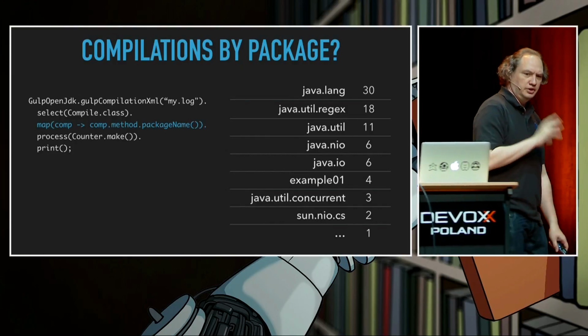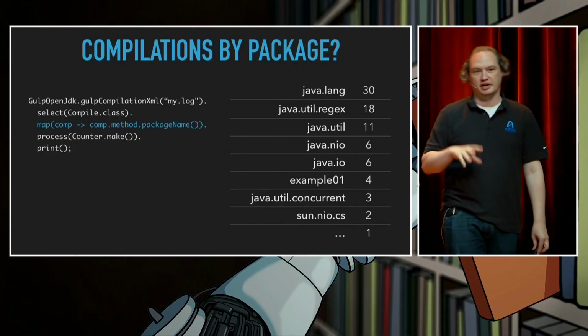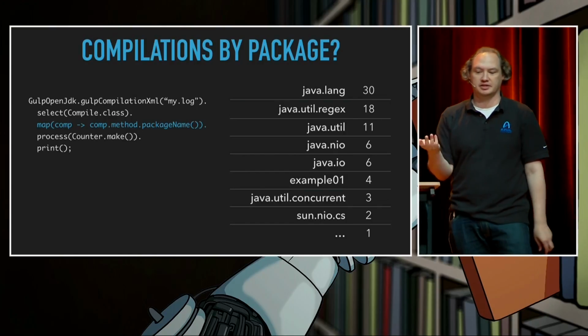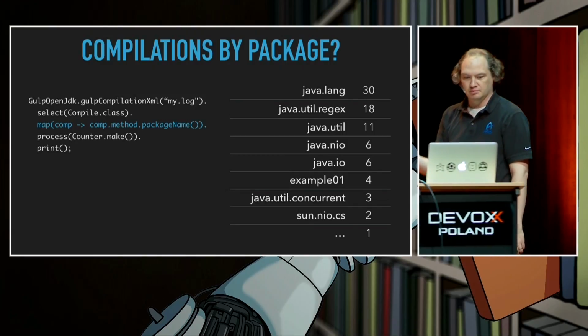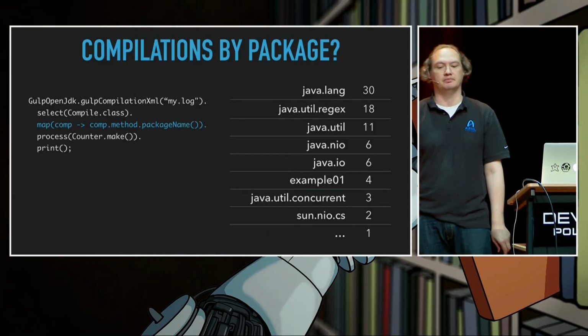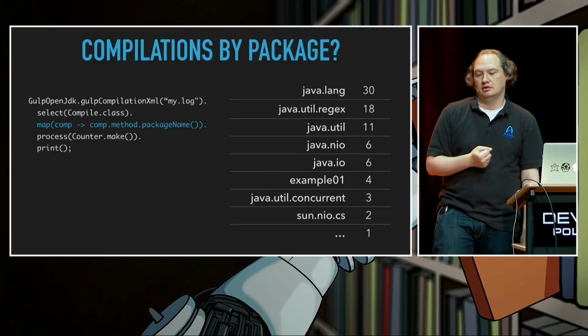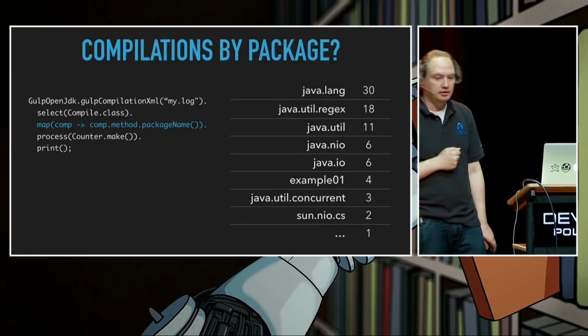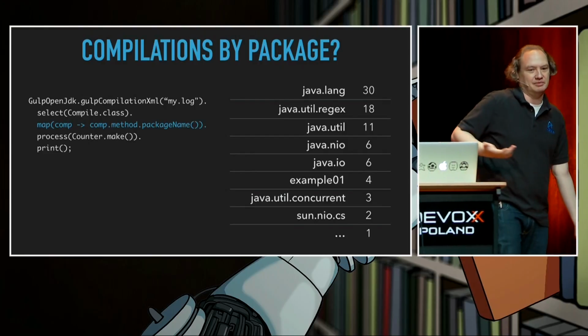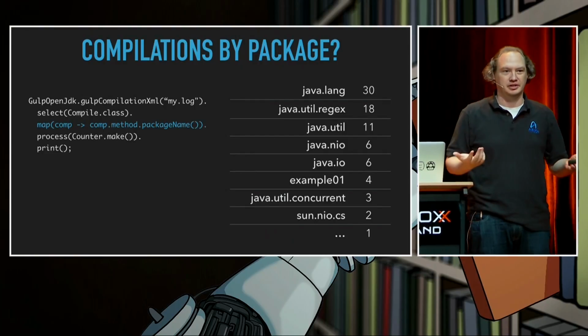But where I think it really starts to get fun is breaking things down by package. I can actually just write a program like this, find all the compiles, map them by the package name, and count them. And that's for the simple program earlier. There were 30 compilations of java.lang. That kind of makes sense. I think all of you end up using java.lang.